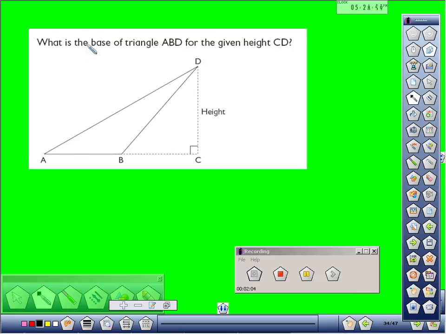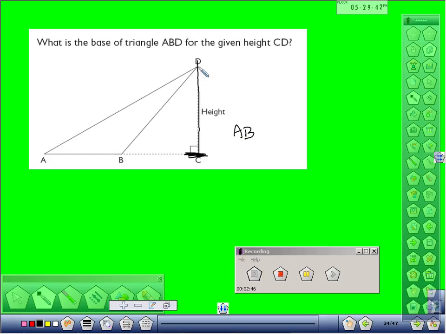Okay. What is the base of a triangle ABD for the given height CD? Oh, so they're saying this is the height CD. They want to know the base. Base is perpendicular to the height, so the base is going to go this way. Look, we got A, we got B. The only reason C is out here is to show you the height of this triangle. The triangle is actually right here. This little checkered line doesn't mean anything. It's not part of the triangle. It's part of just showing you that it's perpendicular. So the base is going to be AB.